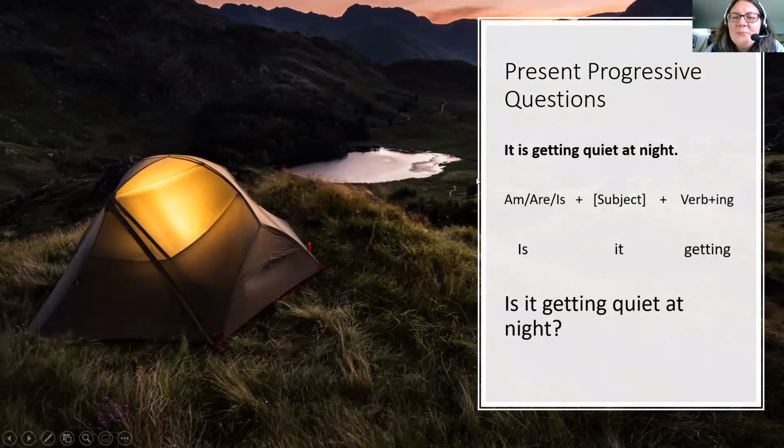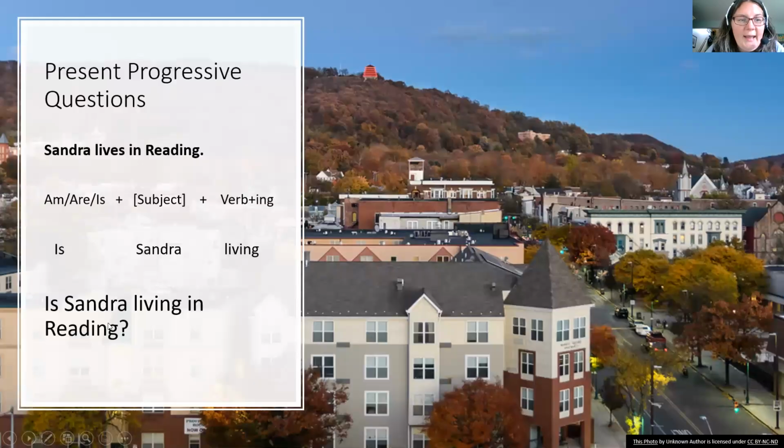I know it. It is getting quiet at night. Okay, so we need to take our subject. What's our subject? It. And we need to take our verb. Does it go with am, are, is? It goes with is. And then we have getting. Is it getting quiet at night? That's our question. And then finally, we have our sentence, Sandra lives in Reading.